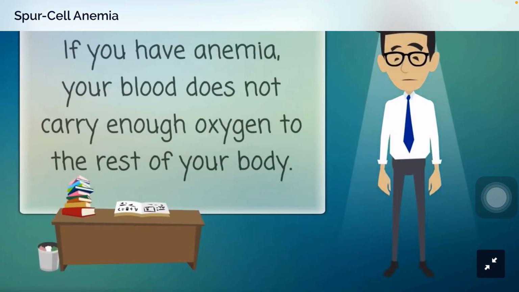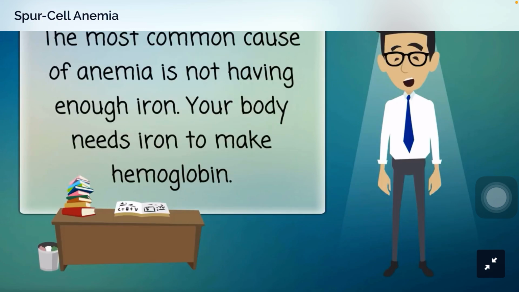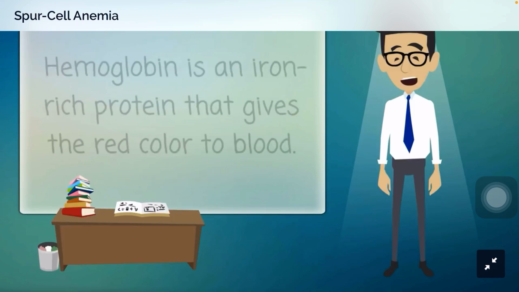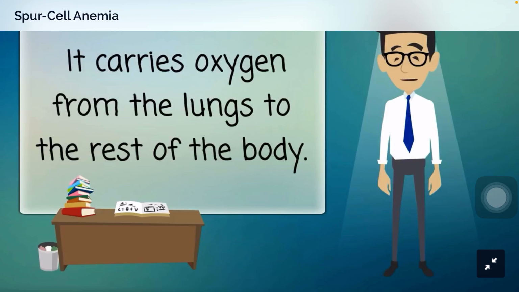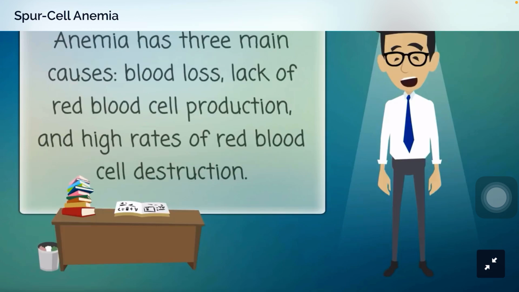If you have anemia, your blood does not carry enough oxygen to the rest of your body. The most common cause of anemia is not having enough iron. Your body needs iron to make hemoglobin. Hemoglobin is an iron-rich protein that gives the red color to blood. It carries oxygen from the lungs to the rest of the body. Anemia has three main causes: blood loss, lack of red blood cell production, and high rates of red blood cell destruction.